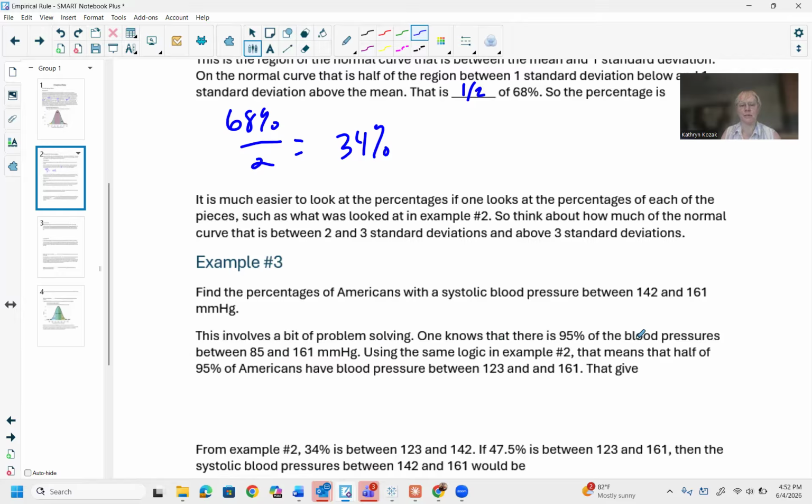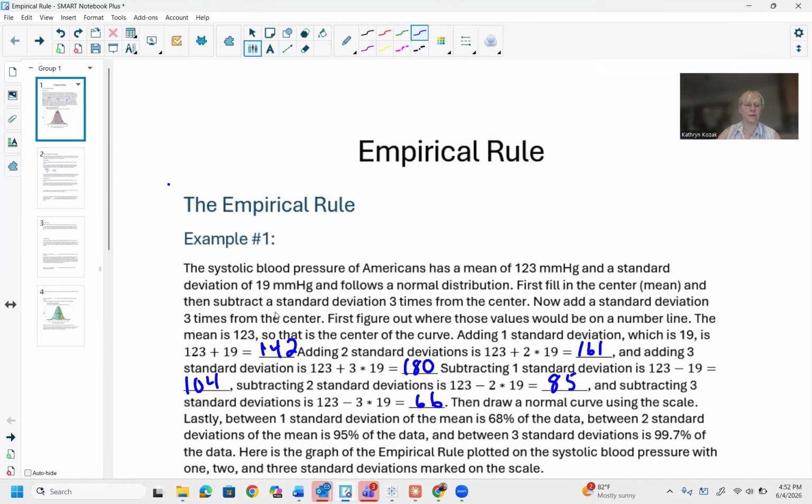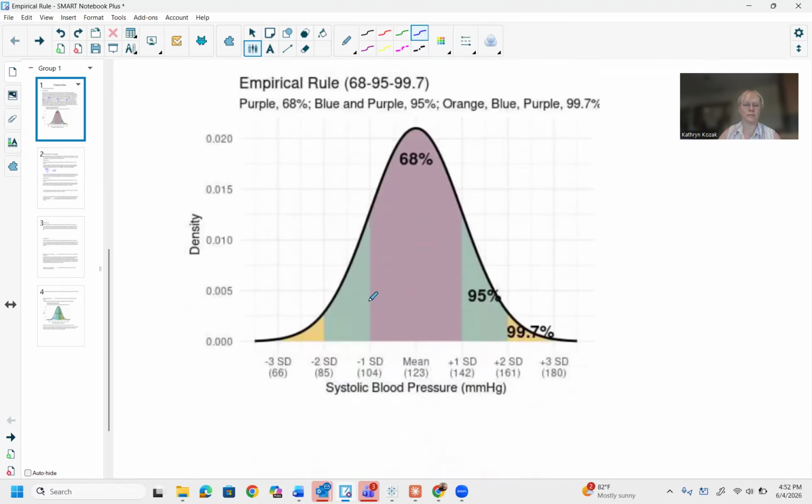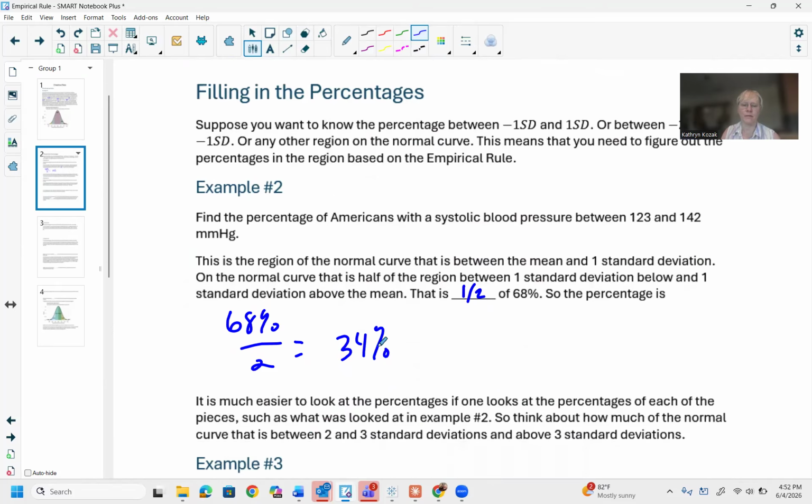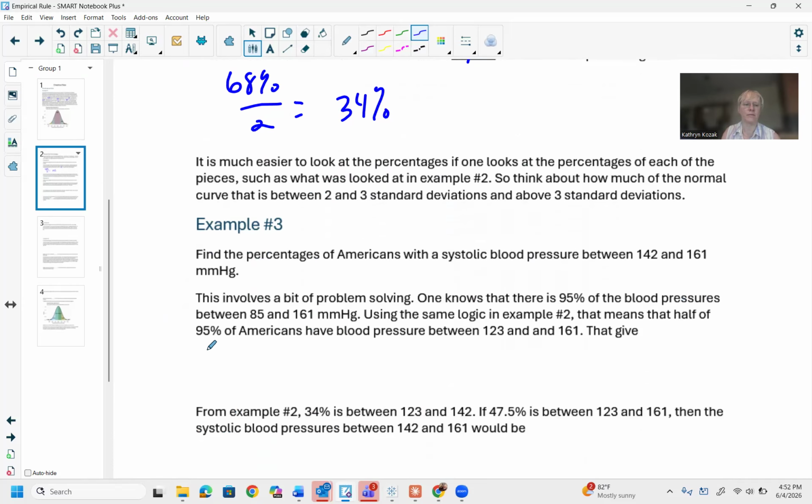Using the same logic as in example number 2, that means that half of 95% of the Americans have a blood pressure between 123 and 161. So going back to our curve, that's half of the region between 85 and 161. So half of this region. So that gives 95% divided by 2, which is equal to 47.5%.